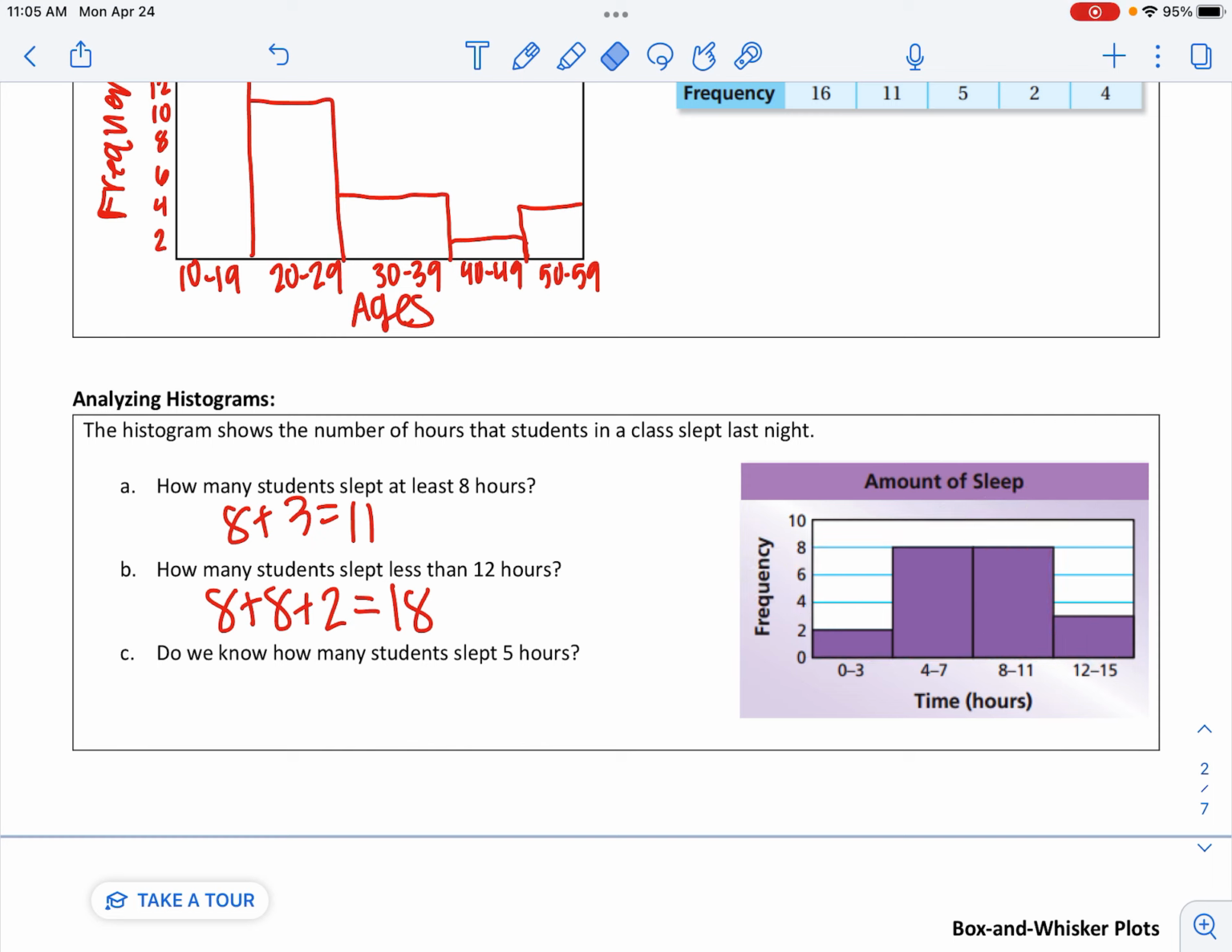And then the last question says, do we know how many students slept 5 hours? Okay. So we know that 8 people slept 4 to 7 hours, but we do not know how many people slept 5 hours. Okay. It could be all 8 of those students slept 5 hours, or it could be none of them. It could be that all 8 of them slept 4 or 6 or 7 hours. So no, we do not know how many students slept 5 hours.